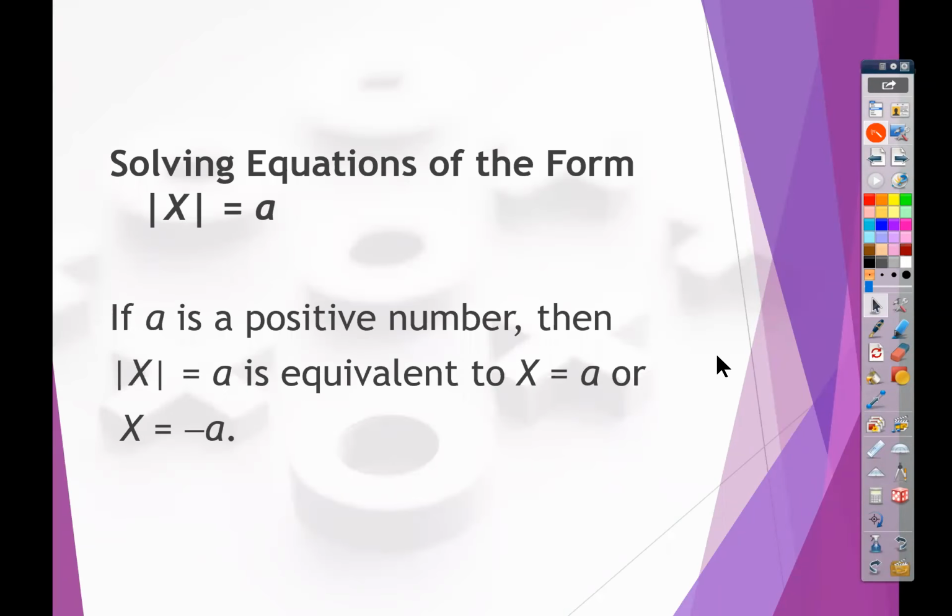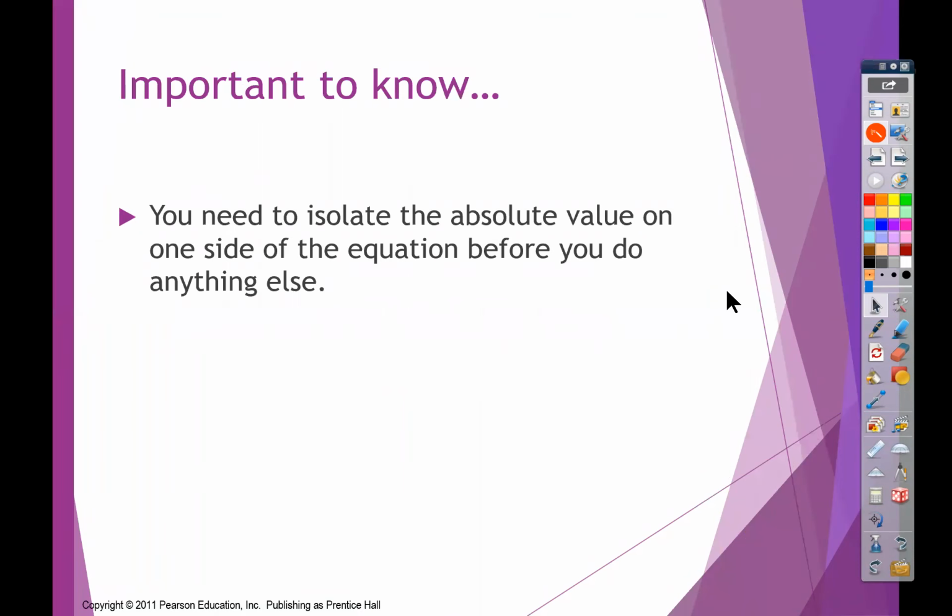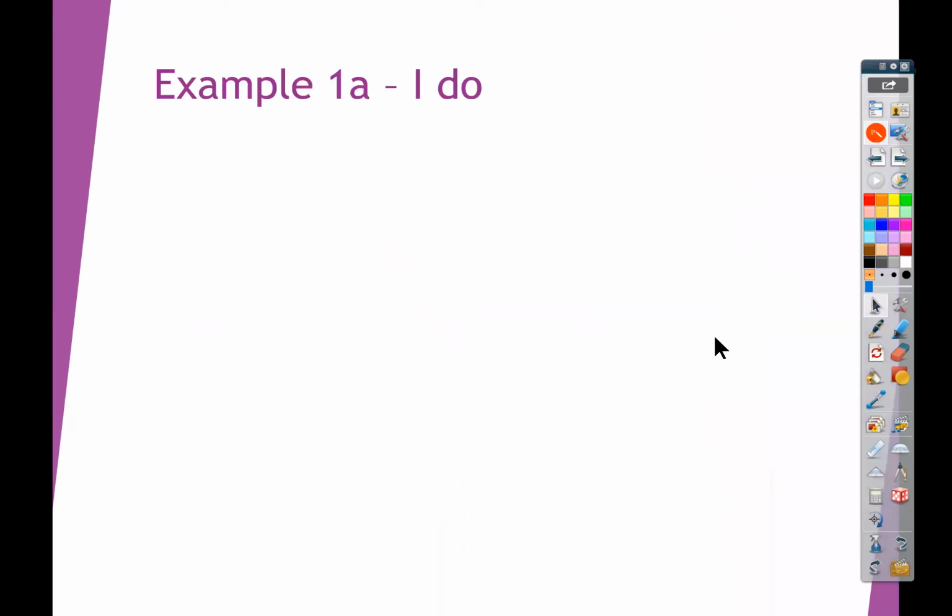So if A is a positive number, then the absolute value of A could either be positive A or negative A. You need to isolate the absolute value on one side of the equation before you do anything else. That's very important to know.